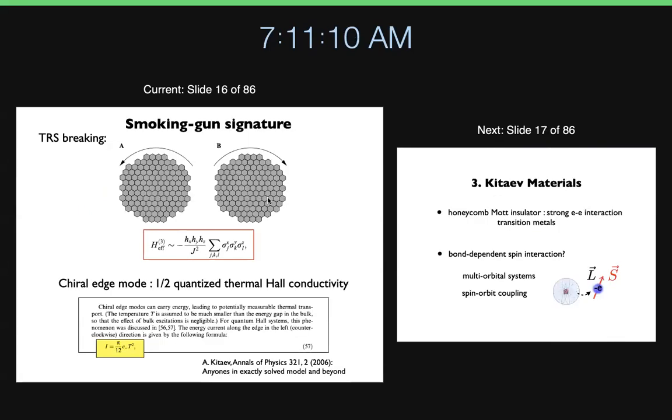And furthermore, in his original paper, it was shown that the smoking gun experiment, which is on the top here, is going to be the thermal Hall conductivity. So if I apply the magnetic field along a direction where this Hx, Hy, Hz is finite, one can try 1, 1, 1.